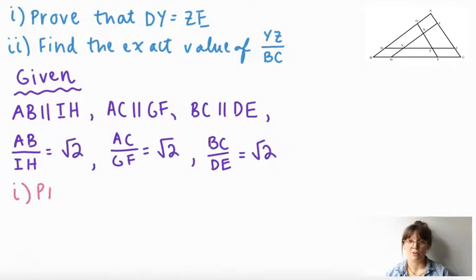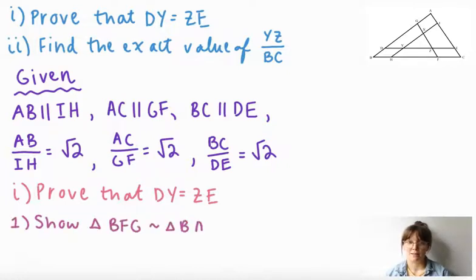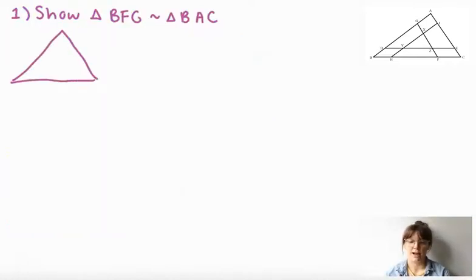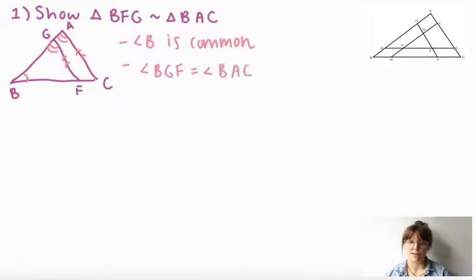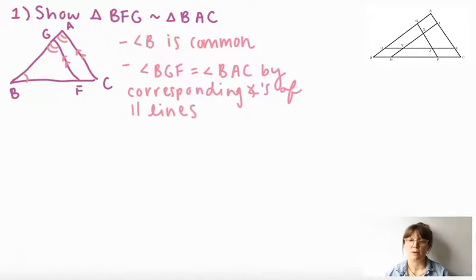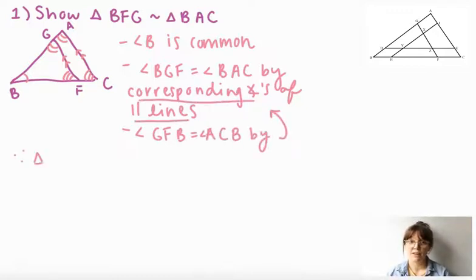Alright, so the first step in proving that DY is equal to ZE is going to be to show that triangle BFG is similar to triangle BAC. Now, it might look obvious, but it's always important to actually state why these two triangles are similar. And of course, in a problem like this, it's mandatory. So we can start off by saying that both triangles have angle B in common. So we say that angle B is a common angle. Now, the next thing that we can state is that angle BGF is equal to angle BAC, since GF is parallel to AC, which is given. This means that those two angles are corresponding angles of parallel lines. And for the exact same reason, we can say that angle GFB is equal to angle ACB. Now by angle, angle, angle, we can deduce that triangle BFG is in fact similar to triangle BAC.